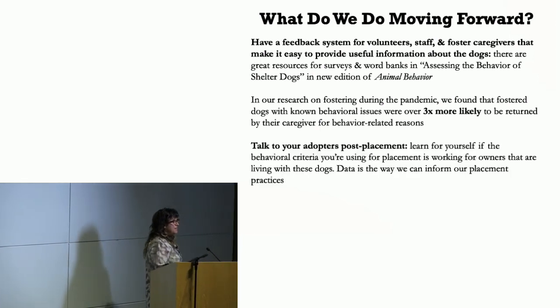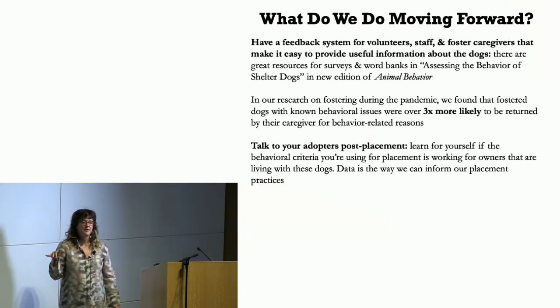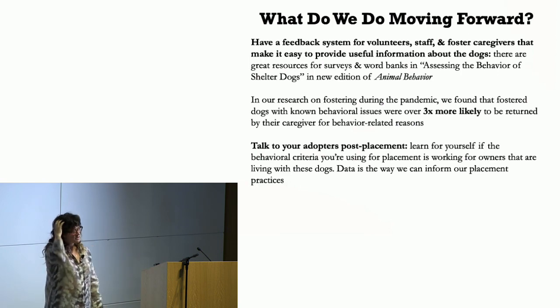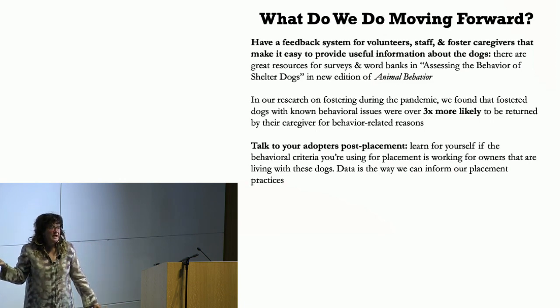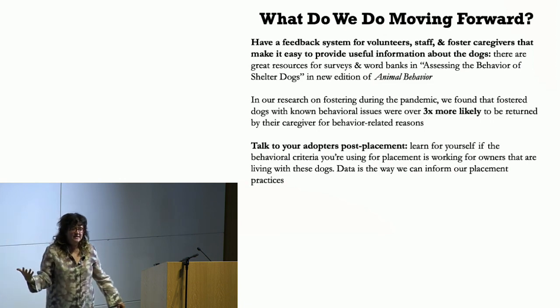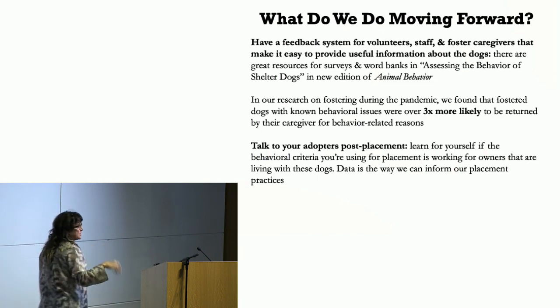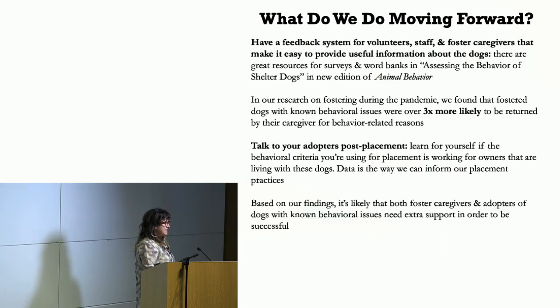So with that in mind, talk to your adopters post-placement. We've got to get better at this. We need to learn, each of your shelters that are placing dogs in the community, we need to know if our behavioral criteria is working. What are our placement guidelines? And what is it like for these folks to live with these dogs? I think data is the way we move forward with this in our individual shelters to make sure that our criteria is fitting our community's needs.